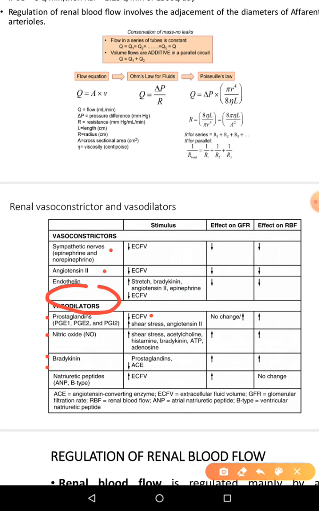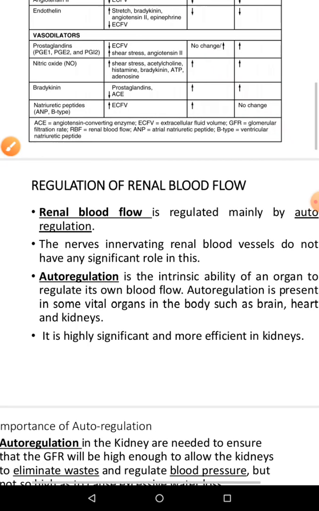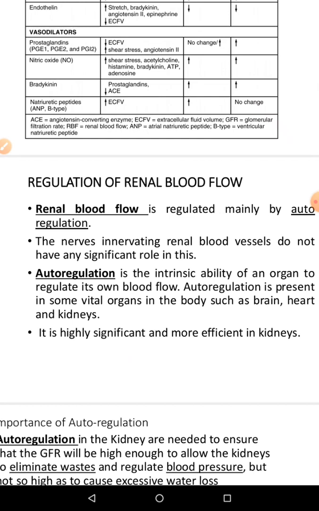So these are some of the vasoactive substances that change the diameters of the afferent and the efferent arterioles. As we discuss the renal physiology, we'll be referring to these vasodilators and vasoconstrictors. Okay. So now, since we have understood the vasodilators and vasoconstrictors, how is the regulation of renal blood flow?